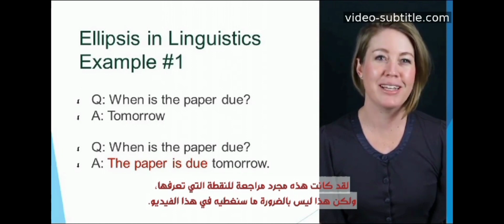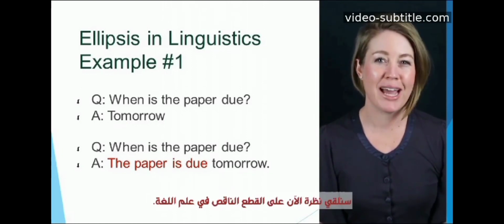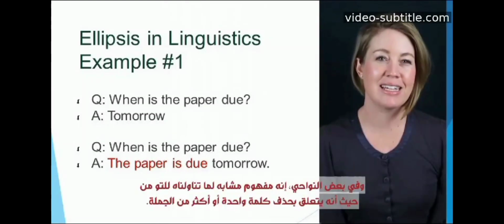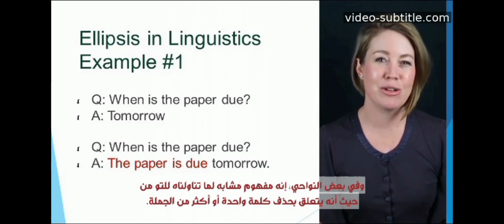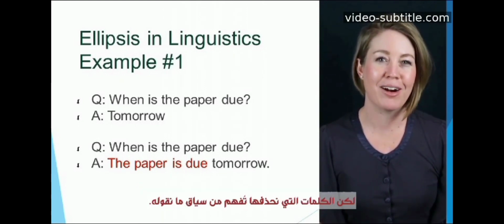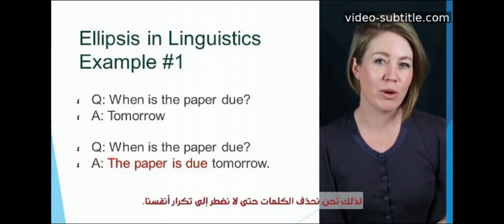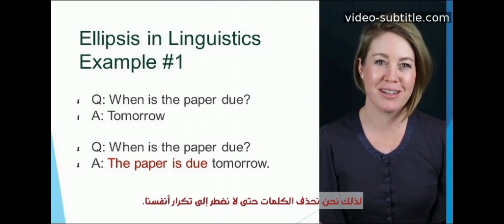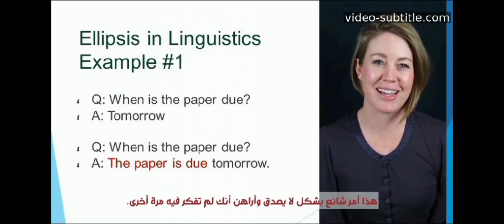So that was just a review of the ... that you're familiar with, but that's not necessarily what we're going to cover in this video. We're going to now look at ellipsis in linguistics, and in some ways it's a similar concept to what we just covered in that it has to do with omitting one or more words from a sentence. But the words we omit are understood from the context of what we're saying. So we're omitting words so that we don't have to repeat ourselves. This is incredibly common, and I bet you've never given it a second thought.